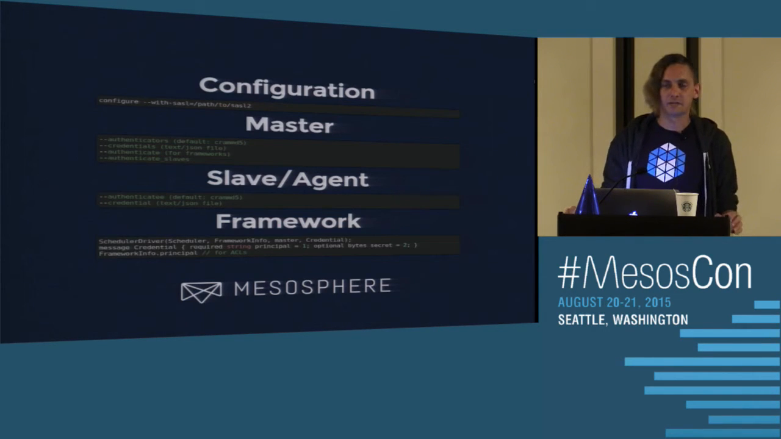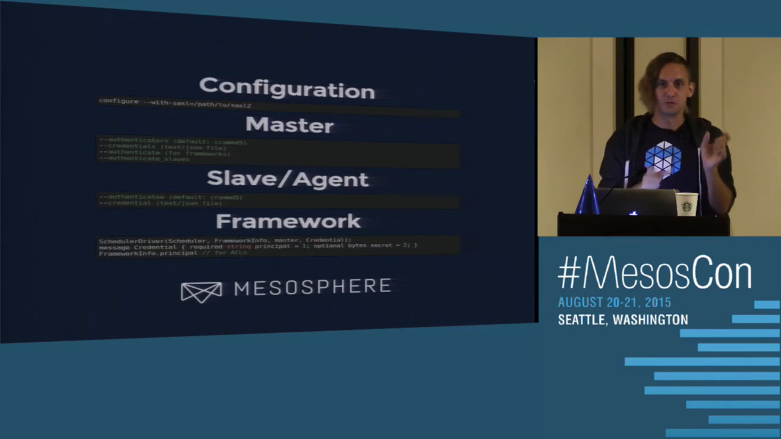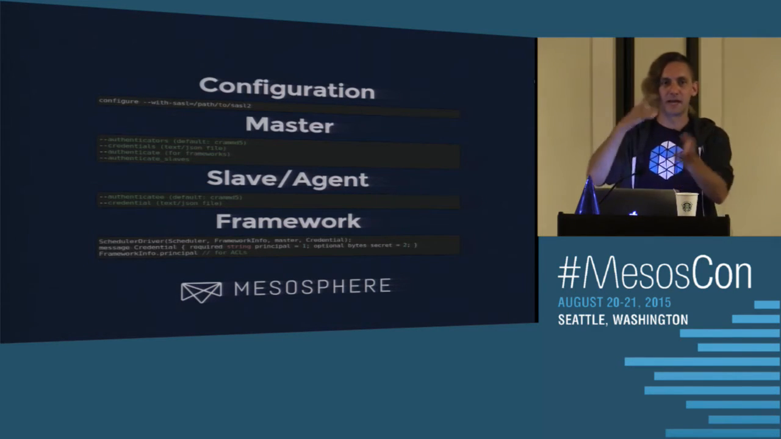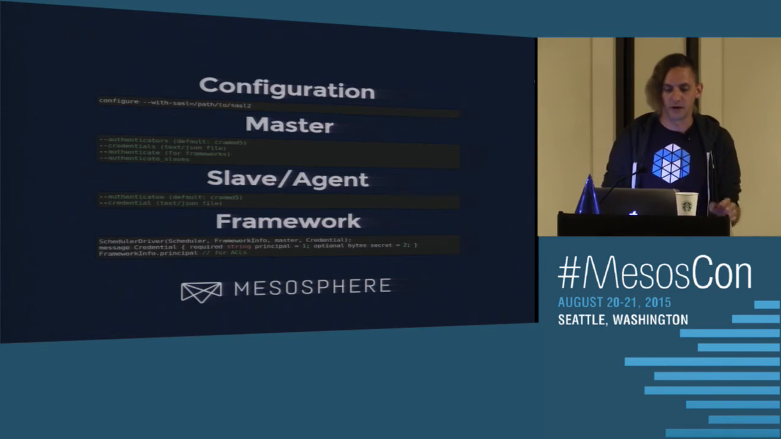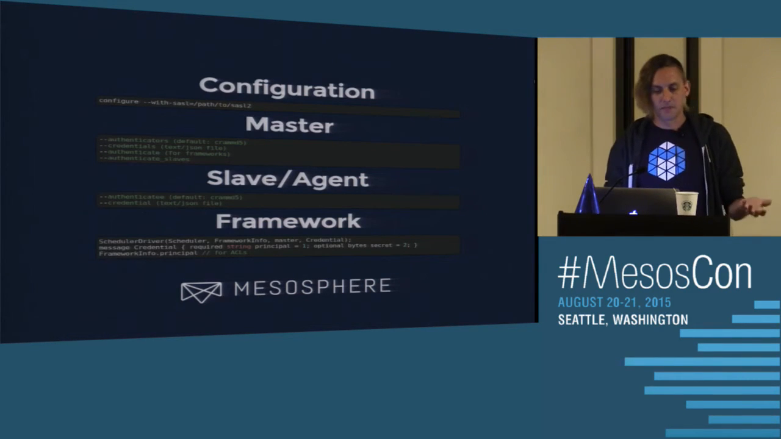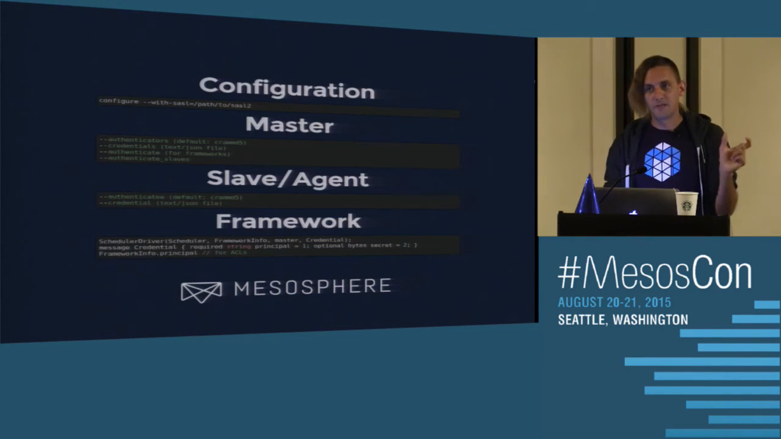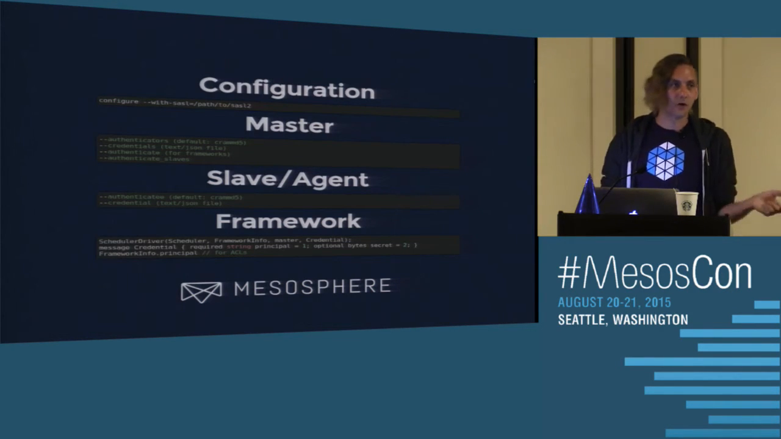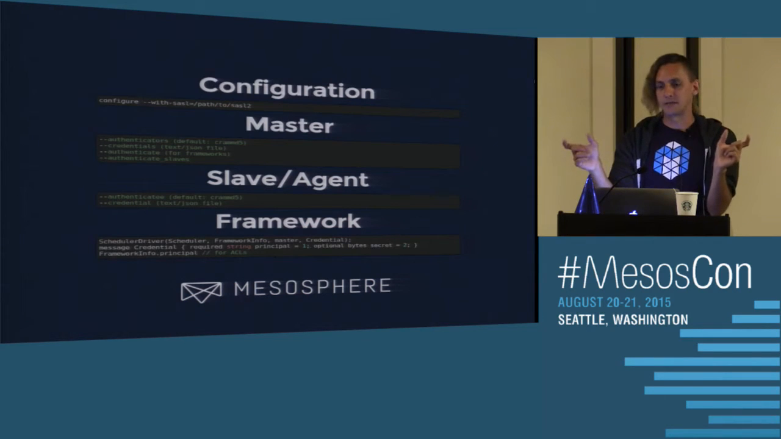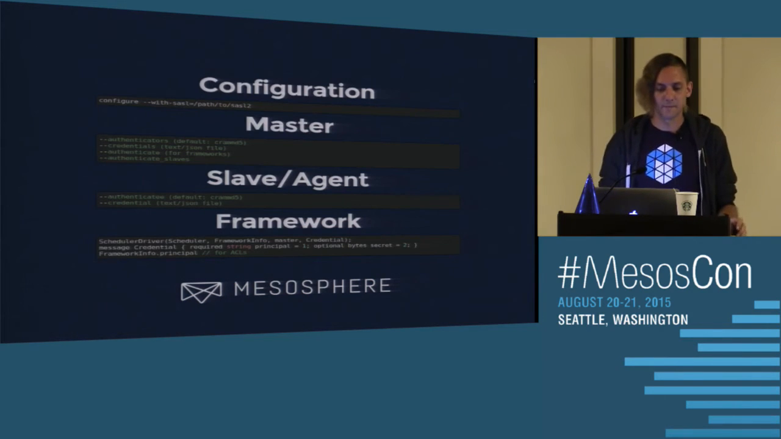Some authentication mechanisms don't use a username password kind of mechanism. They may just have a principal and then some out-of-band token that they're passing around and authenticating with. So that's why the secret is optional. And then another little side note there, the framework info that you register with should use the same principal so that you can tie your authenticating principal to the authorizing principal when you're doing ACLs.